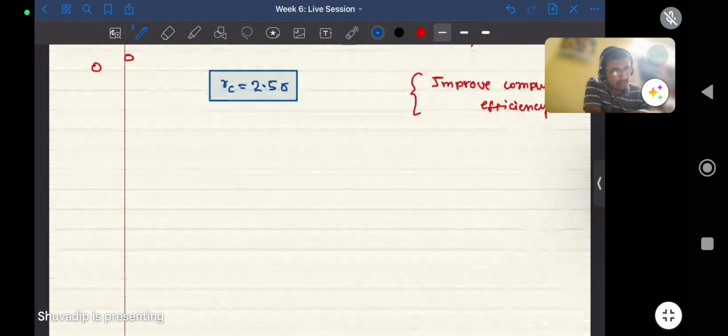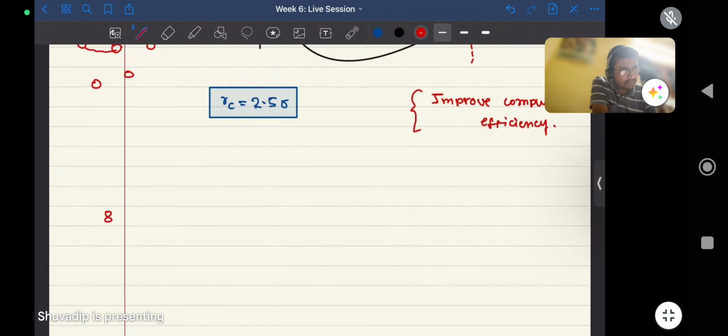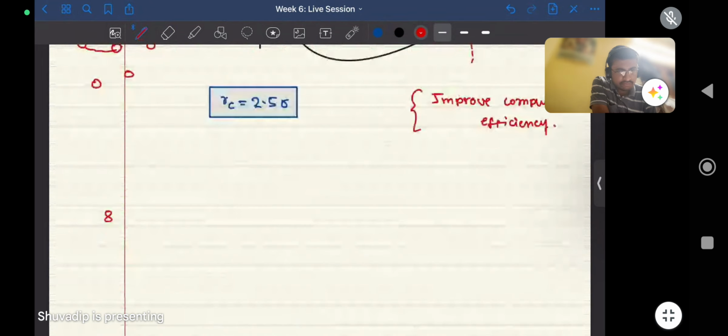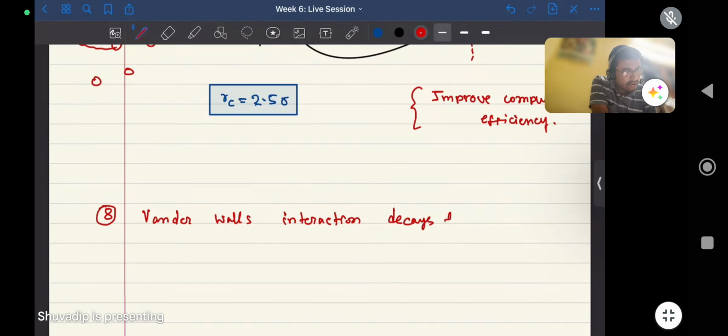Problem number 8 is: van der Waals interaction decays like, as we have already discussed this, it will decay like r to the power 6, 1 by r to the power 6. Question number 9.